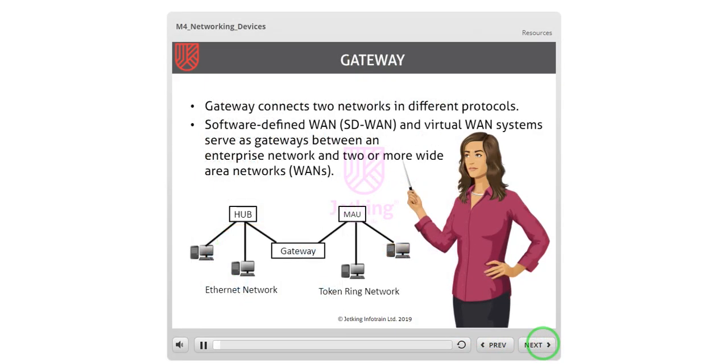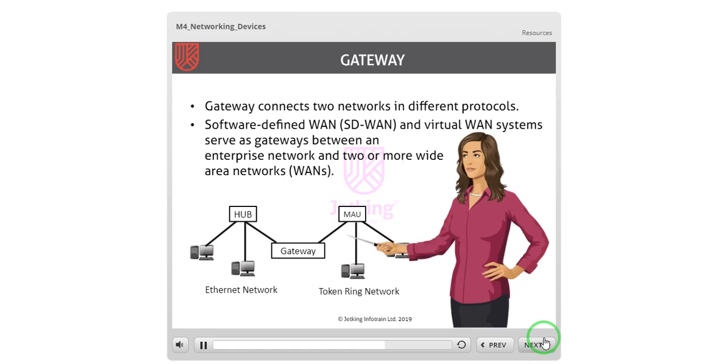A gateway is a network node which connects two networks that use different protocols. The most common gateway is the Internet Gateway, which connects a home or enterprise network to the Internet. An Internet Gateway often acts as a security node, variously filling one or more security roles such as proxy server, firewall, or network address translation, NAT, server. Software-defined WAN, called SD-WAN, and virtual WAN systems serve as gateways between an enterprise network and two or more wide-area networks.